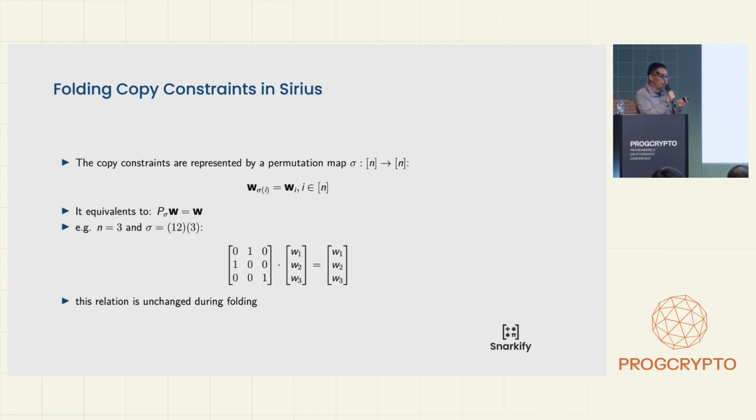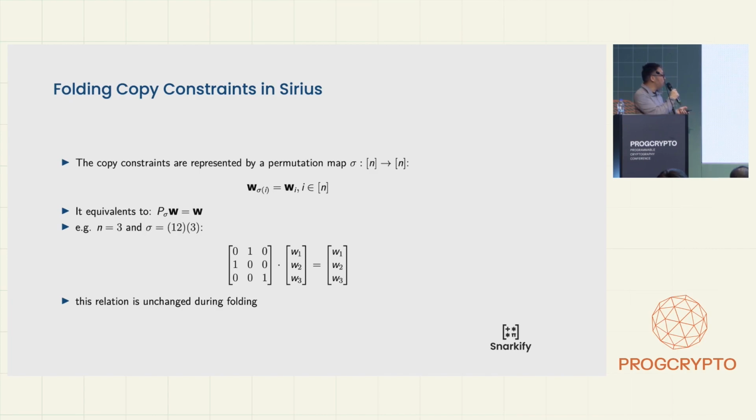So when the user writes a circuit and defines the copy constraint, you can convert this into a permutation between all the wires. Suppose there are in total n wires with a copy constraint defined, you can find the corresponding permutation over these n wires. Essentially, the relation W_sigma(i) equals W_i has to be satisfied, which is equivalent to the copy constraint being satisfied. And again, you can convert this into a permutation matrix. So a permutation matrix times the concatenated witness should be equal to itself.